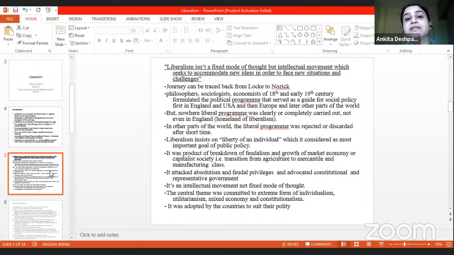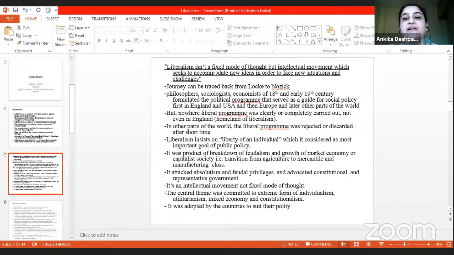Now this is generally a question that is asked: liberalism isn't a fixed mode of thought, but an intellectual movement which seeks to accommodate new ideas in order to face new situations and new challenges. Like I told you, liberalism is a very accommodative ideology. Each and every country used it to accommodate to their own polity. That's the reason why, as an intellectual movement, all the thinkers who contributed to it had their own thinking. Locke had his own thinking, J.S. Mill had his own thinking, Laski has his own thinking, and the neoliberals, Nozick, Hayek, Friedman, have their own thinking. So it accepted various views of thought. That's why it is a mode of thought, just an intellectual movement. So you cannot say only this is liberalism.